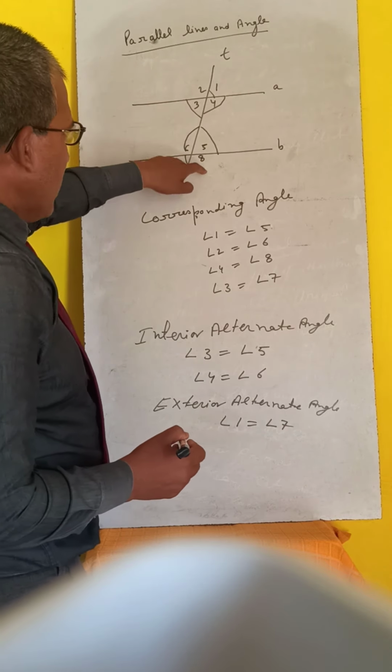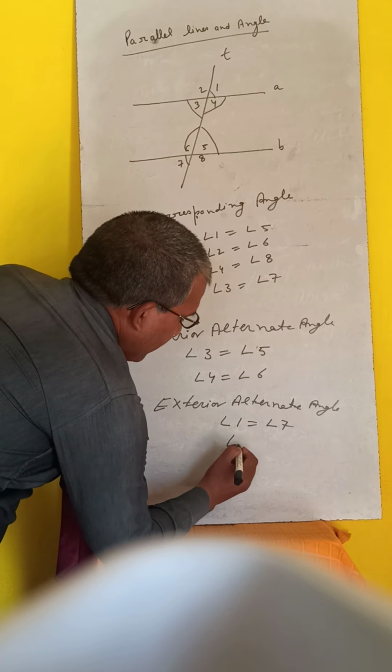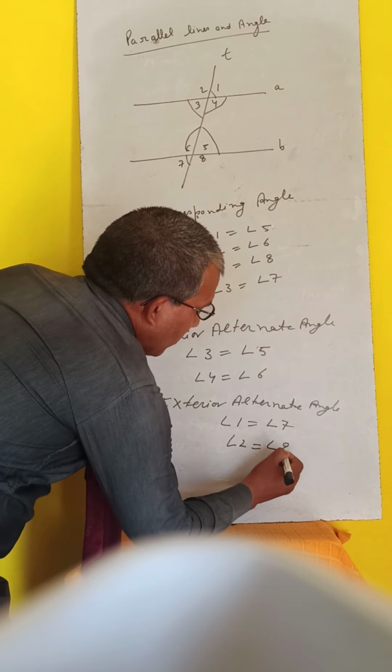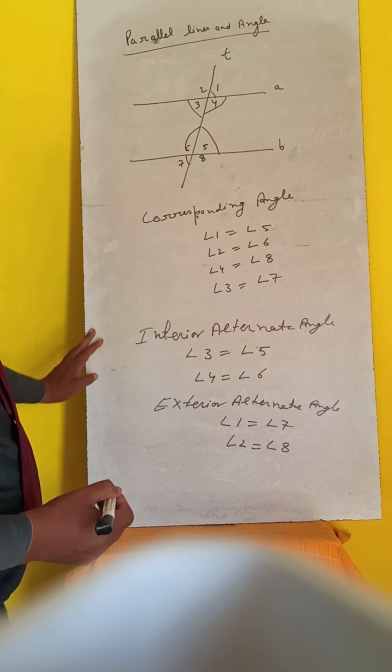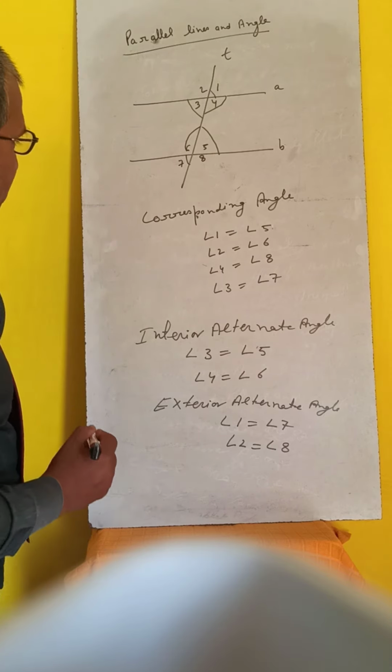Angle 2 is equal to angle 8. These are exterior alternate angles. Now vertically opposite angles.